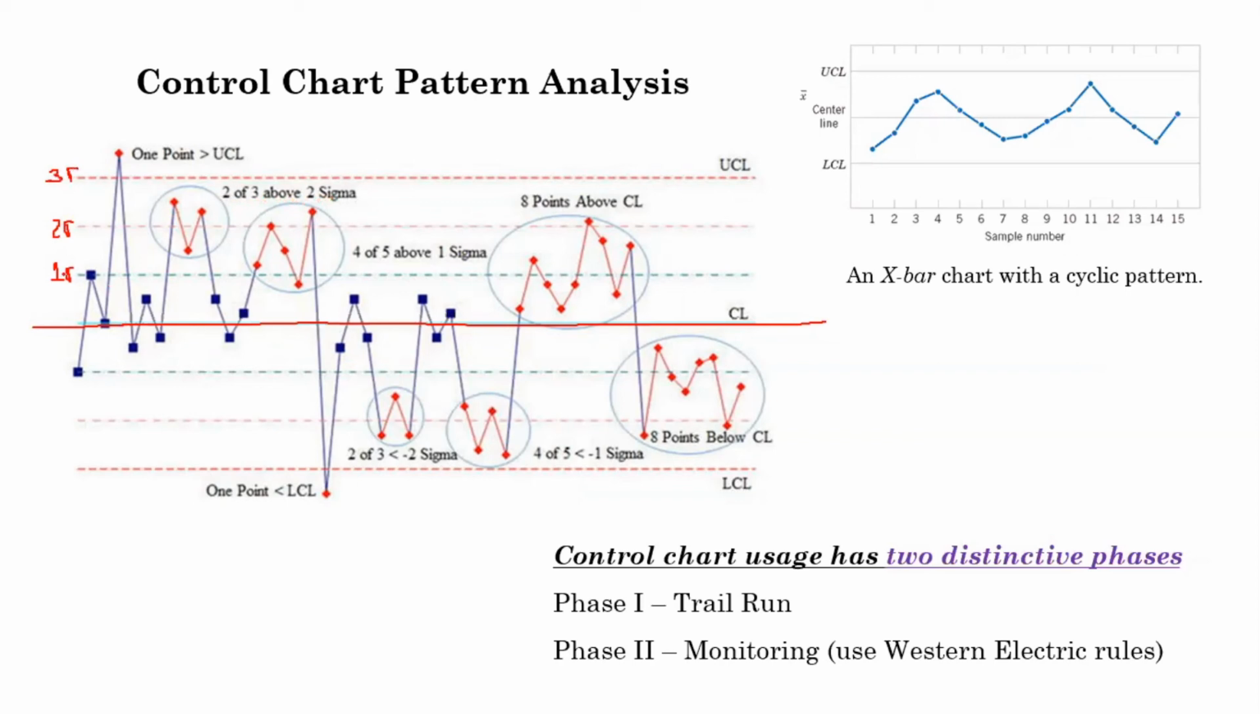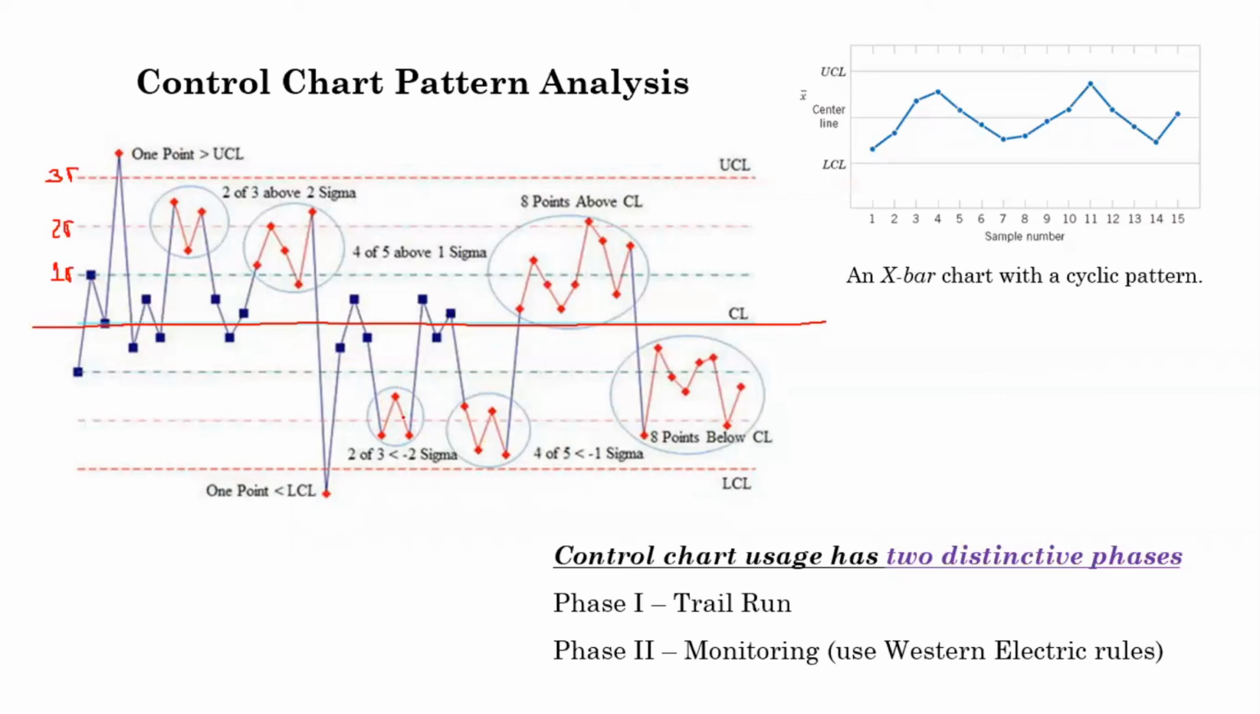So if out of the 3 consecutive points, 2 of them are above the 2 sigma level, then we say this is out of control. And if you look at this one, you have 5 consecutive points, but out of these 5 consecutive points, if 4 of them are above the first sigma warning line, then we also consider that this is out of control. The same applies to the lower control region as well.